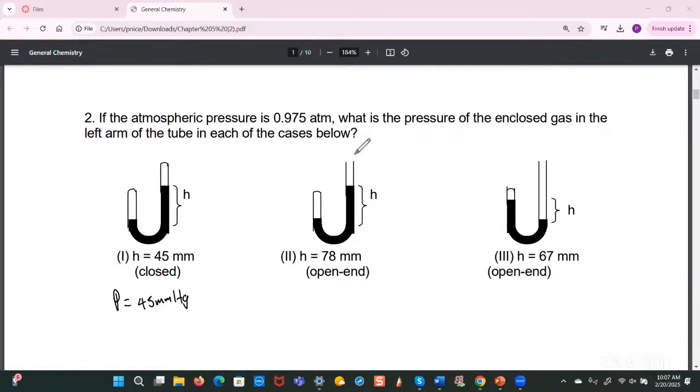Now, in the case of this setup, obviously, this end is open. So you're going to have the barometric pressure acting on the surface of the mercury on the right side. Here, you're going to have the pressure of the gas trapped here, exerting its pressure on the mercury level on the left side. And the height difference is 78 millimeters between those 2 mercury levels. So my question to you is this. What is the mathematical relationship, based on what we discussed earlier, between the pressure of the gas, the barometric pressure, and the height difference between the 2 mercury levels?